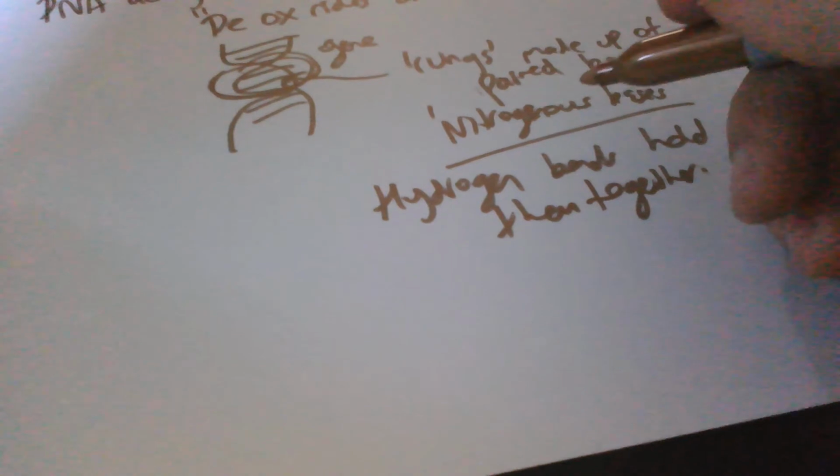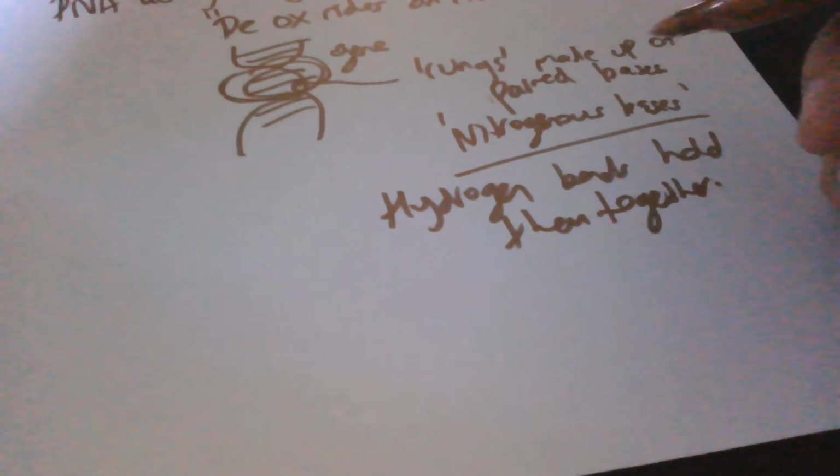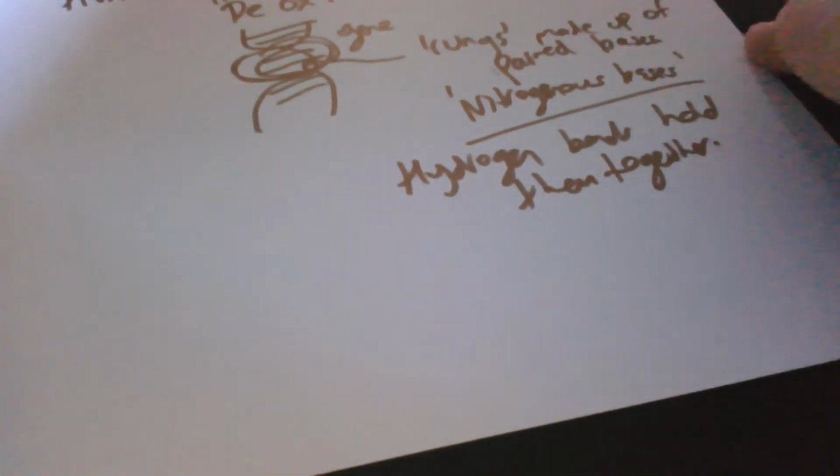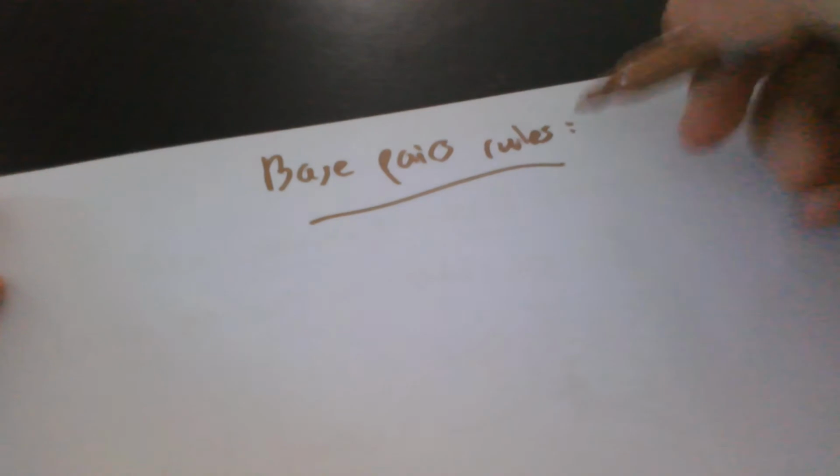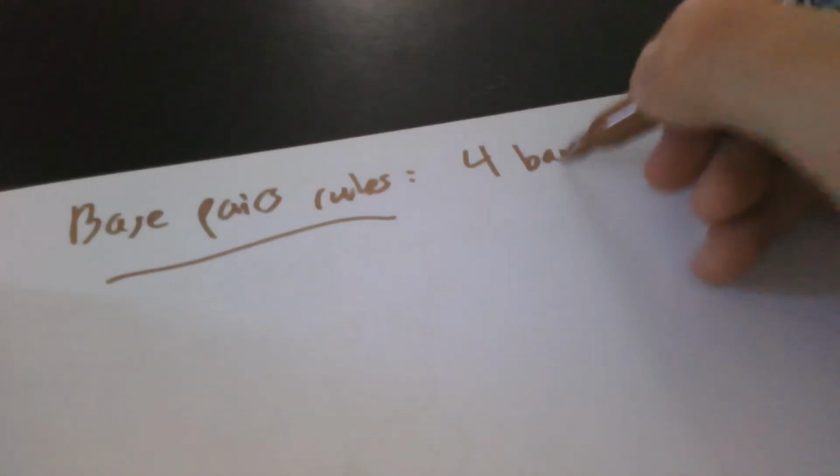There are rules, basically. There are 4 different types of nitrogenous bases in DNA, and there's a rule: not all of them can join together. They fit together like a jigsaw. You can think of it that way. So, base pair rules. Now, there are 4 bases. It's worth remembering these as well. I know there's a lot to remember in this topic.